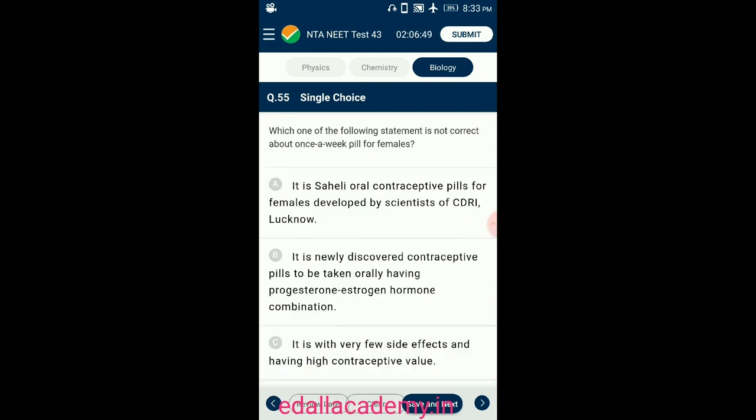Question number 55. Which one of the following statements is not correct about Saheli, the once a week pill for females? It is a newly discovered oral contraceptive pill for females, developed by scientists of CDRI, Lucknow. It is a non-steroidal pill which changes the nature of the endometrium, so it prevents implantation. It is also called the once a week pill, as there is no need to take this pill daily. So the answer for this question is option B. This newly discovered contraceptive pill is to be taken orally, but it does not have a progesterone-estrogen hormone combination.